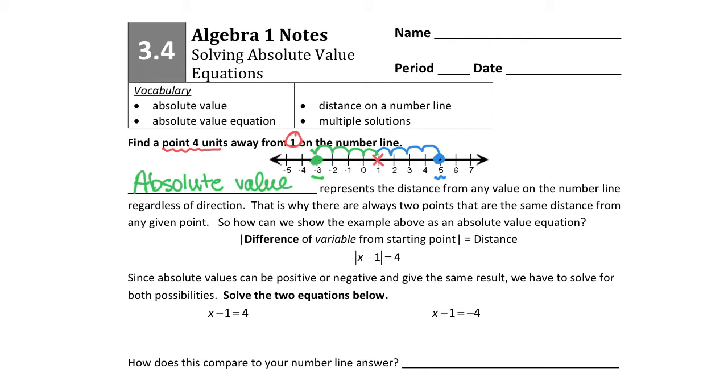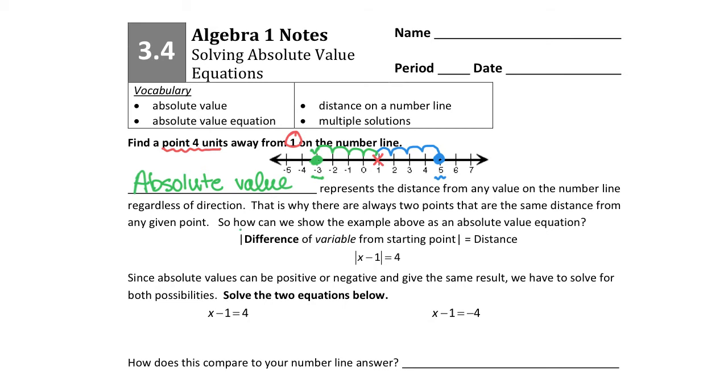We call this absolute value. This represents the distance from any value on the number line regardless of direction. That is why there are always 2 points that are the same distance from any given point. So how can we show the example above as an equation?